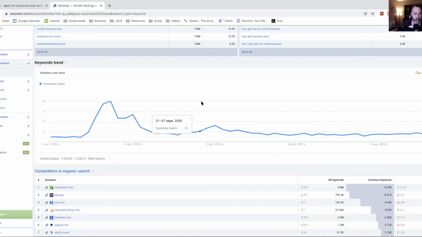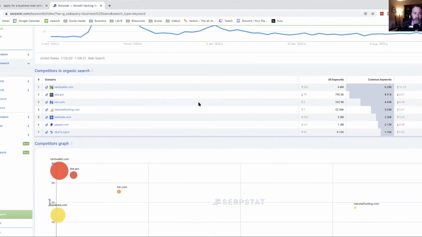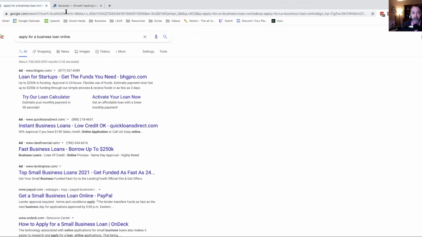One more thing before we look at Google Trends is this additional information. Here you can see the companies that are ranking well for searching for similar keywords. Now think about when we did the original Google search. Think about the companies we were seeing together: Kabbage, OnDeck, SBA, all of these folks, right? And I told you this BHG Pro was one I wasn't familiar with.